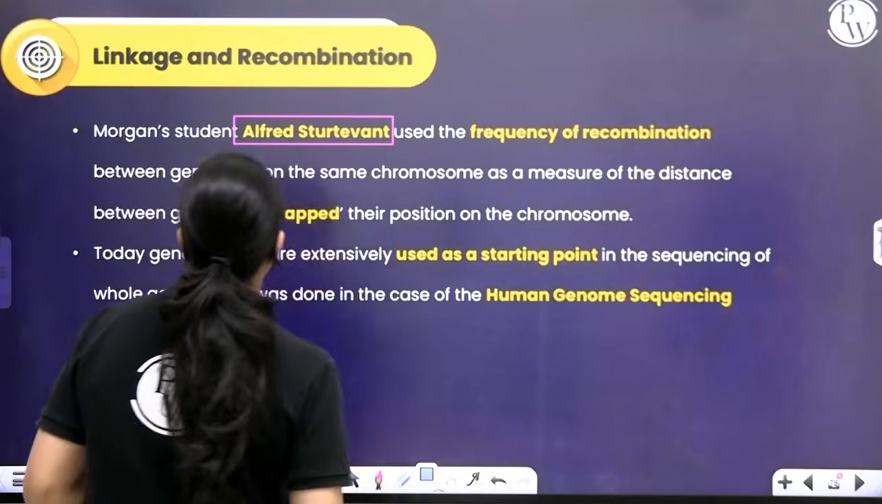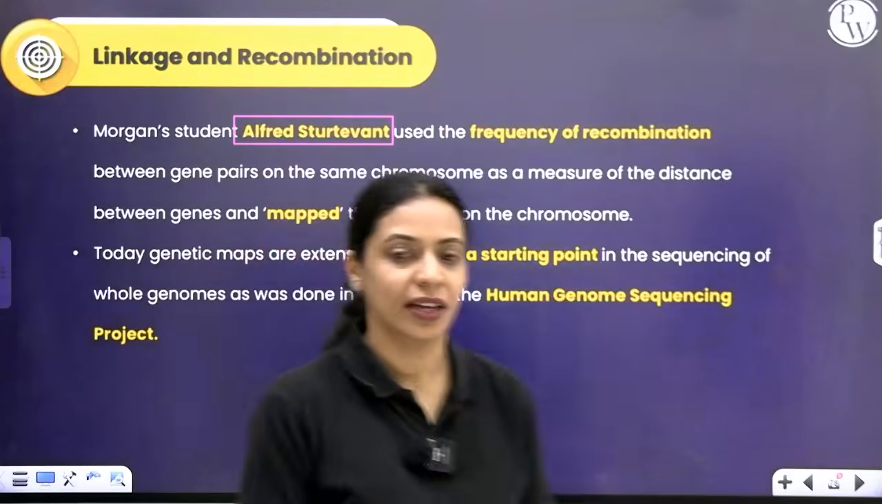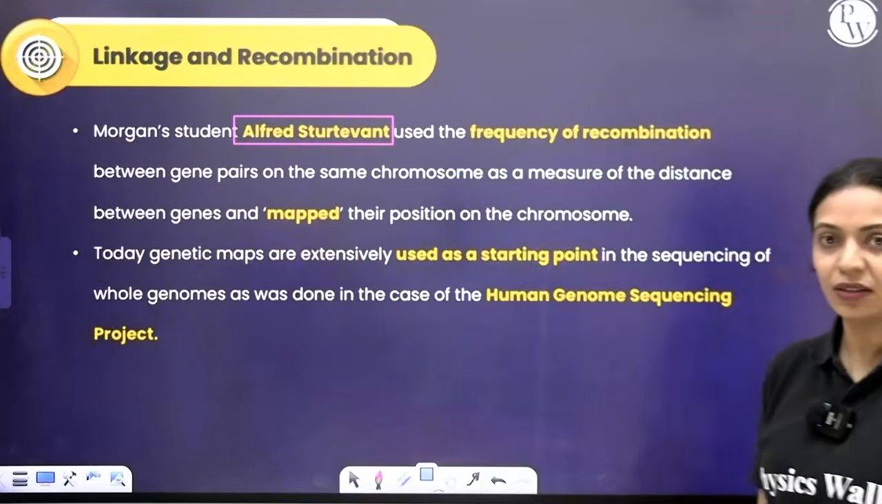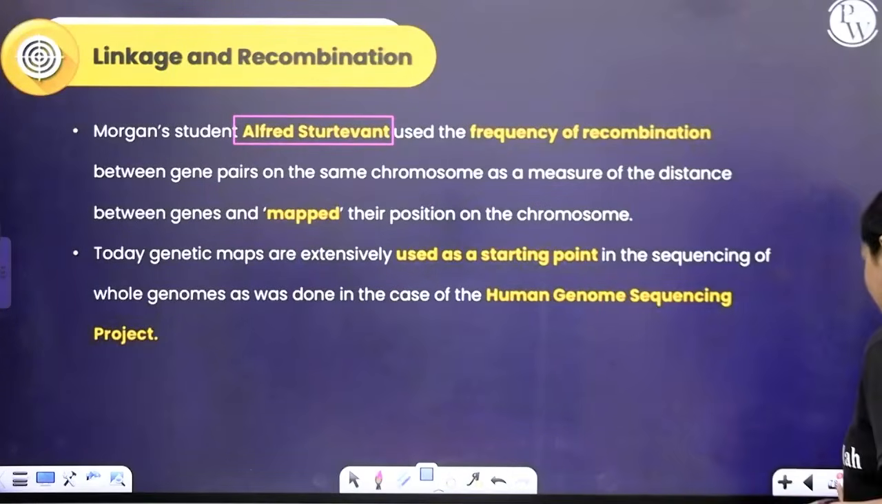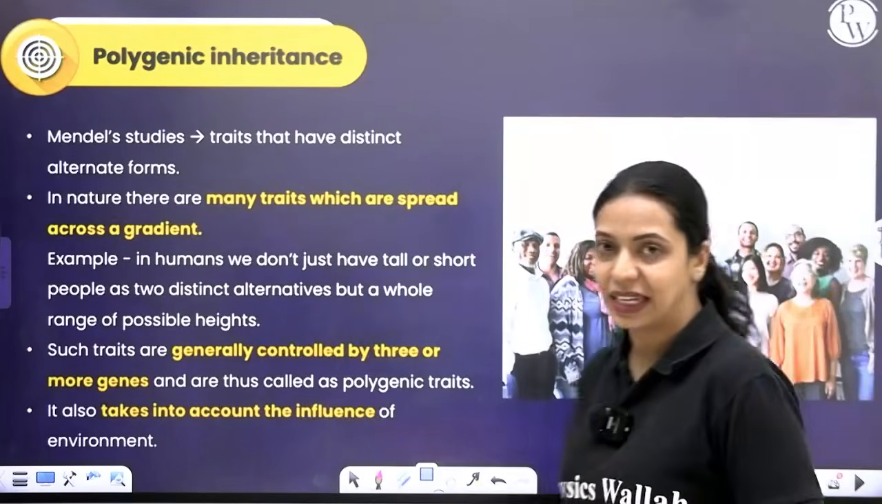Based on that, he started to construct genetic maps. Okay, based on the distance present between the genes, he mapped them, and that is used as a starting point in many projects like the Human Genome Project, about which you'll learn in the next chapter. Now let's learn about a concept called polygenic inheritance.